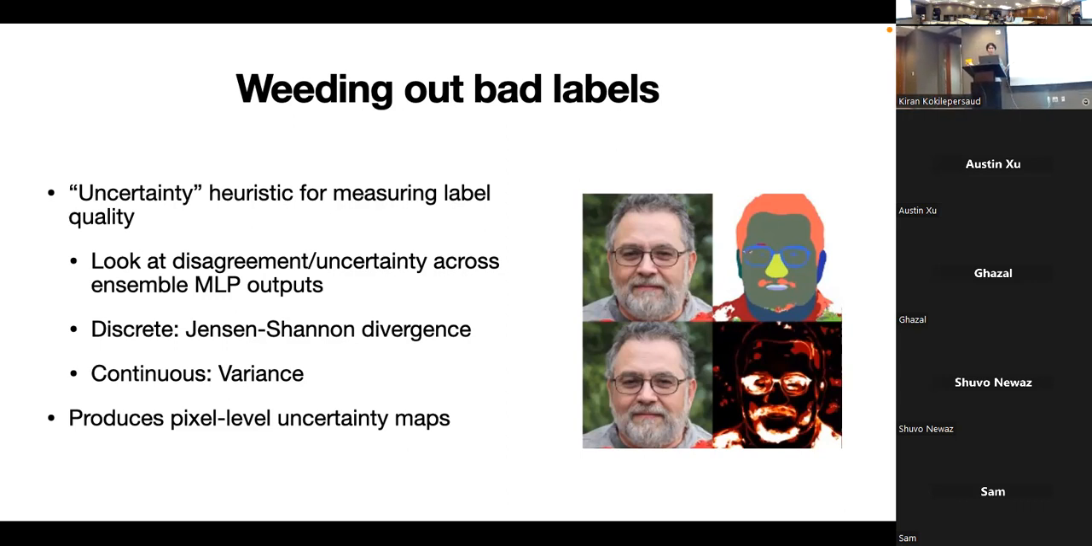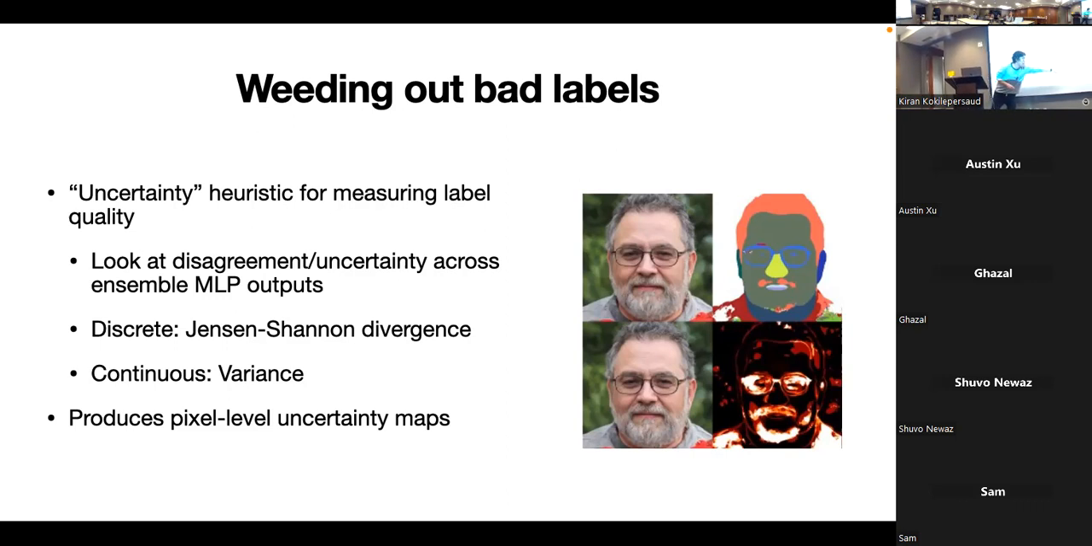And so to get a single value for a particular image label pair, you can just sum across all of your pixels. And so here the example is a man wearing glasses, and the glasses aren't perfect, and there's some weird stuff going on with the shirt that they're wearing.